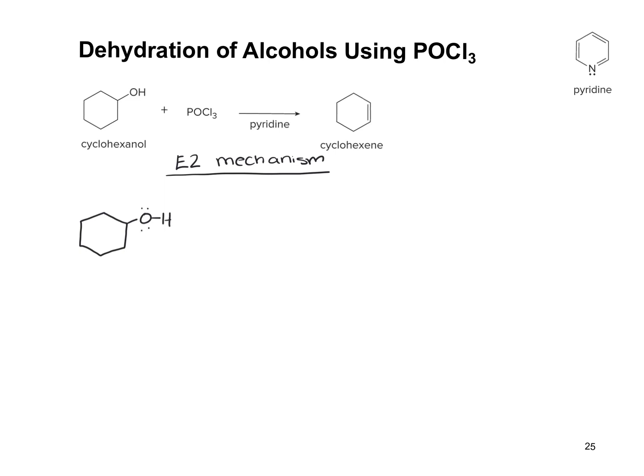So when we look at this mechanism, we start with our friendly alcohol, and then we have our POCl3, the structure of which looks like this. Now there are 6 lone pairs around each of these chlorines, but as a shortcut we don't show those. So the first step is that the electrons on this oxygen are going to attack that phosphorus. When they do that, one of the chlorines leaves.